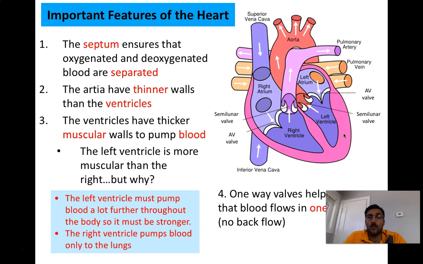Okay, so don't forget the purpose of these valves. The AV valves on the left and right side, and the semilunar valve separating the pulmonary circulation and the aortic systemic circulation. The purpose of these valves is so that we don't push blood into the next chamber and have it accidentally go backwards. Valves always provide one-way blood flow.